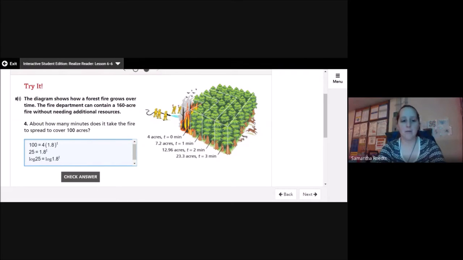Okay, I can bring that t down front. So log 25 equals t log 1.8. I divide both sides by log 1.8. So I get t equals log 25 divided by log 1.8. And when I put that into my calculator, t is approximately 5.5. Okay, so this means that it will take approximately 5.5 minutes for the fire to cover 100 acres.